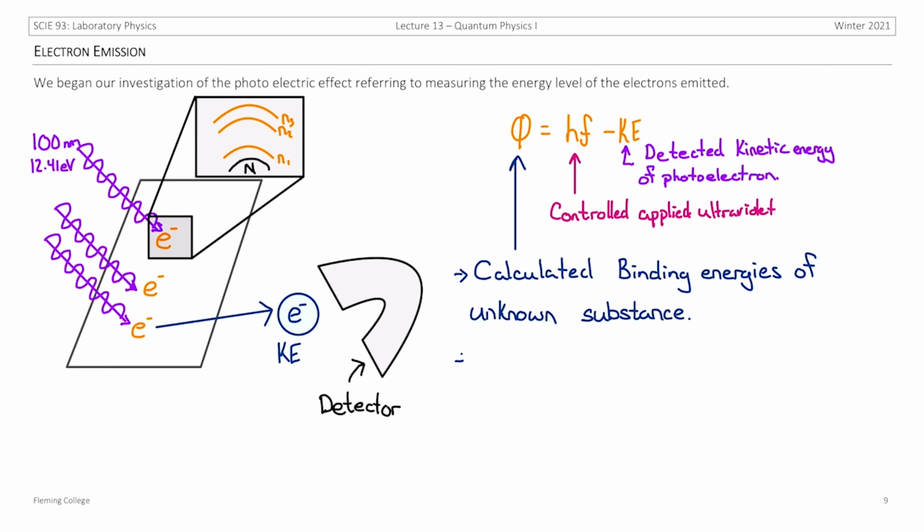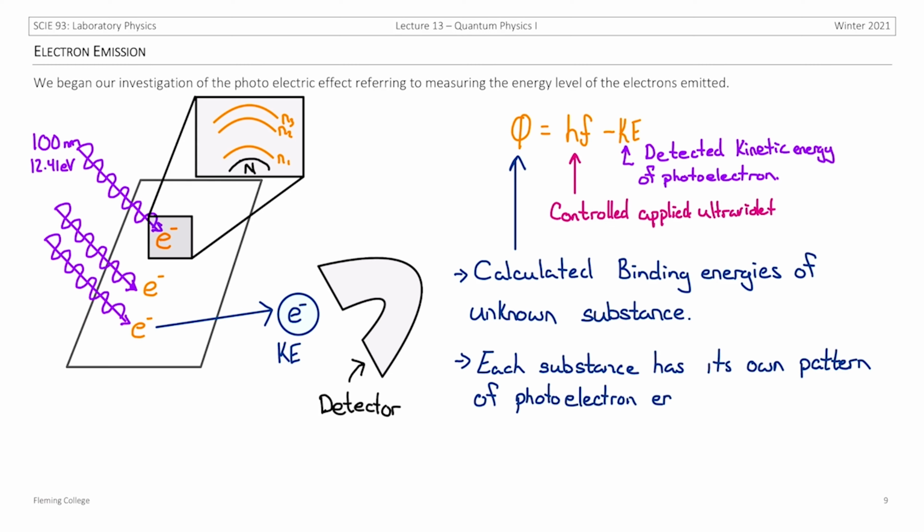So we're able to use an electron spectroscopy tool to identify an unknown substance by comparing the kinetic energy of its photoelectrons to known sources. Each substance has its own binding energies, which means it'll have its own spectral pattern of emitted photoelectron kinetic energies. And we use that detected pattern to compare against known samples.